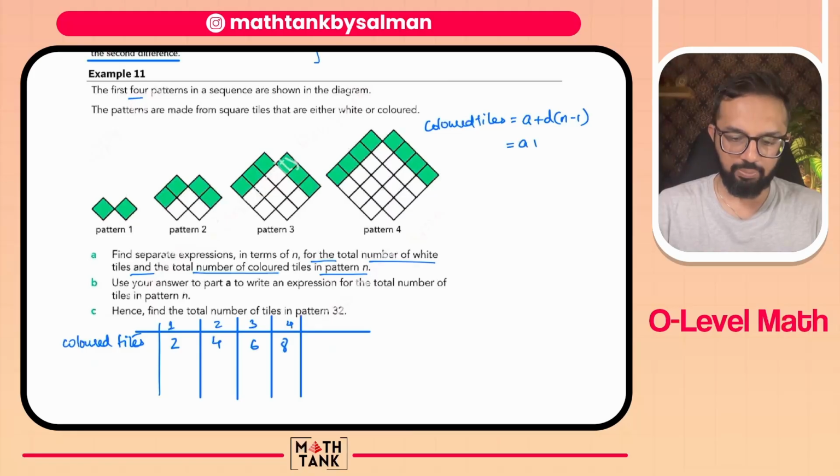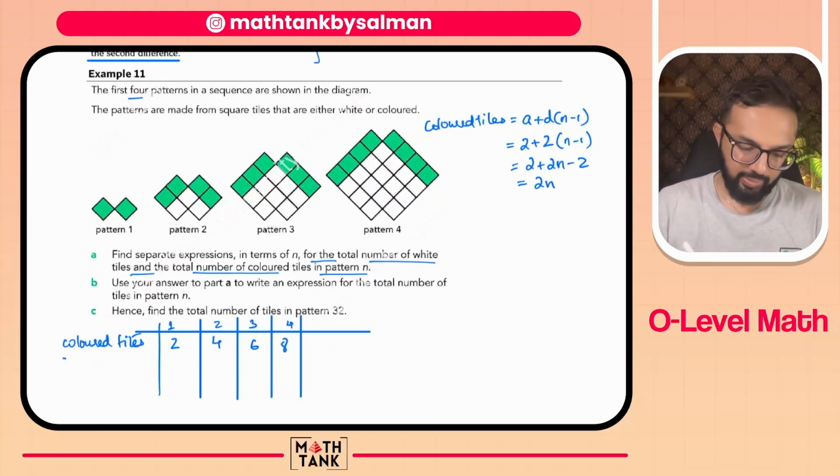So a plus d, the common difference between each of the terms, is 2. Well, a is also 2. So 2 plus 2n minus 2, which gives 2n just.